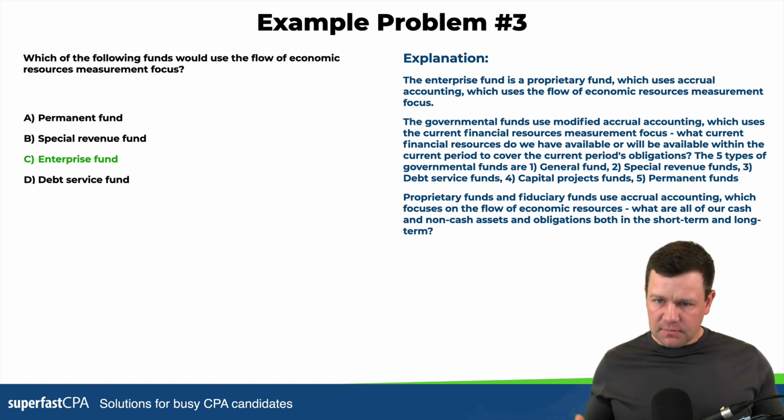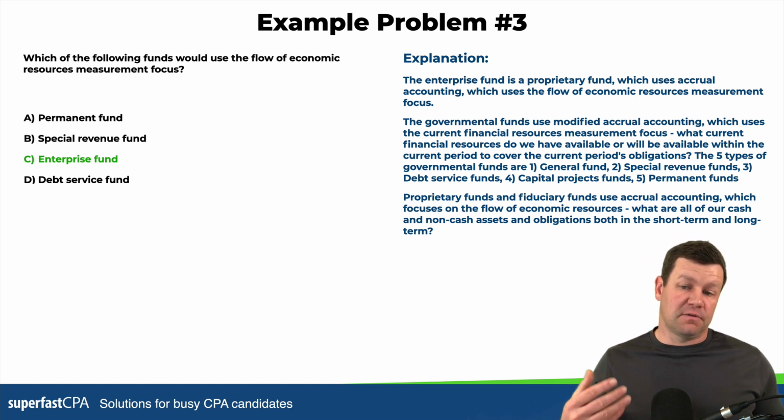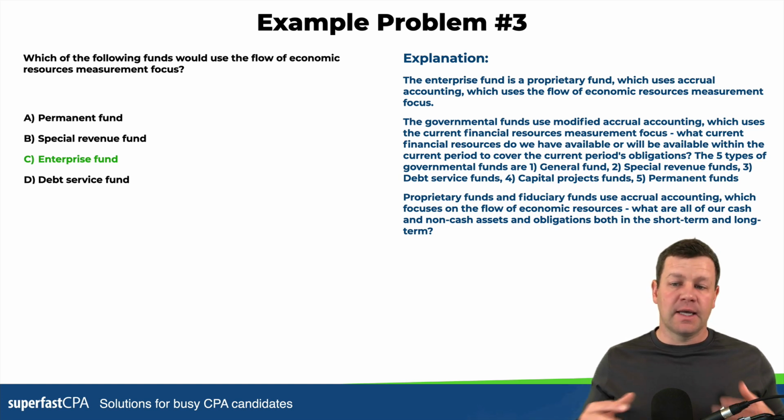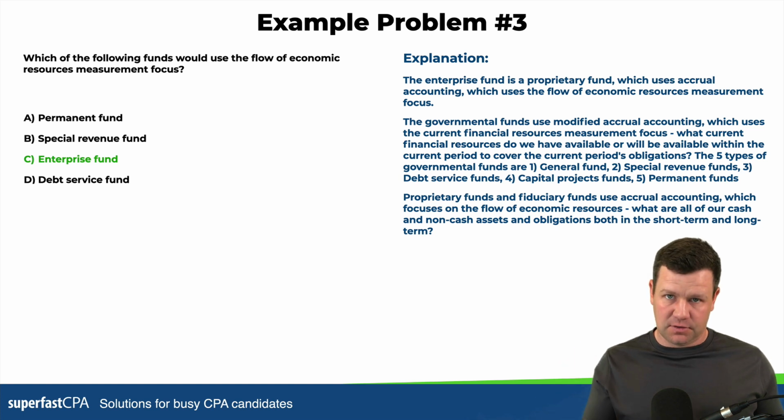What that means, again, if you think about the words, like what is that saying? That means, okay, what current financial resources do we have available or will we have available within the current period to cover the current period's obligations? That's really what that means. And then on the other hand, the proprietary funds and fiduciary funds use accrual accounting, which focuses on the flow of economic resources. So the flow of economic resources is not just talking about financial, and that's the distinction. What are all of our cash and non-cash assets and obligations, both in the short term and long term? So that's the difference between the current financial resources measurement focus and the flow of economic resources measurement focus.